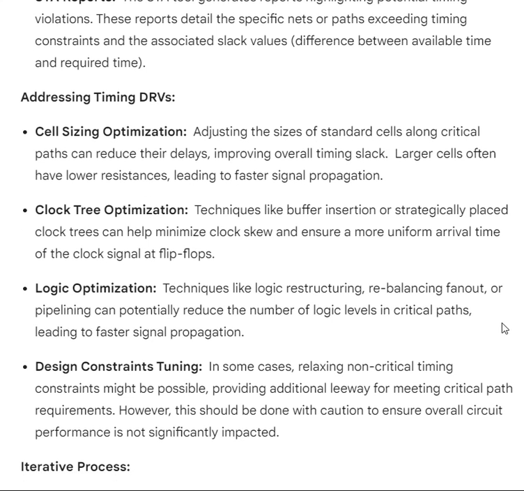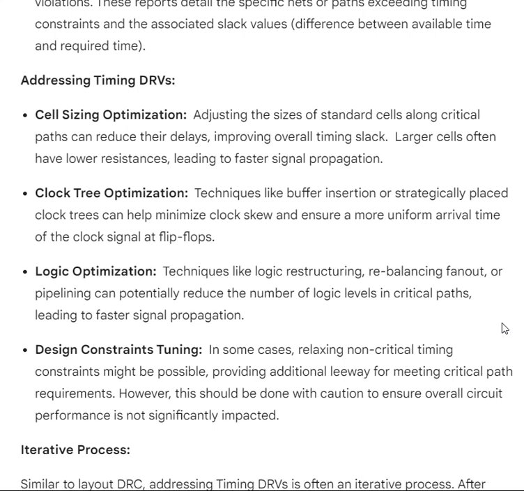Logic optimization: techniques like logic restructuring, rebalancing fan-out, or pipelining can potentially reduce the number of logic levels in critical paths, leading to faster signal propagation. Design constraints tuning: in some cases, relaxing non-critical timing constraints might be possible, providing additional leeway for meeting critical path requirements. However, this should be done with caution to ensure overall circuit performance is not significantly impacted.